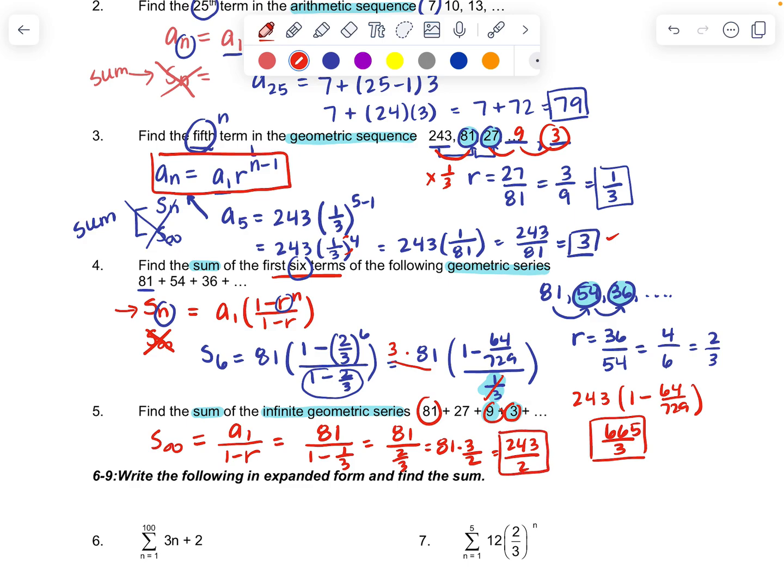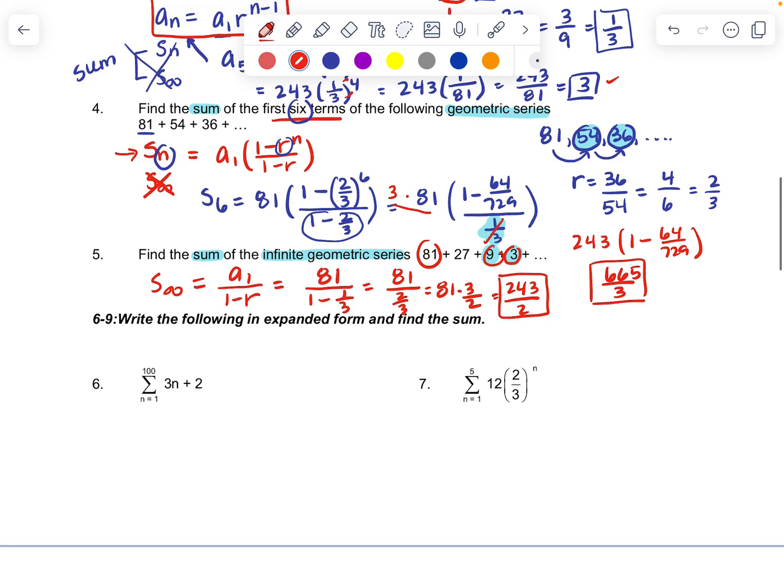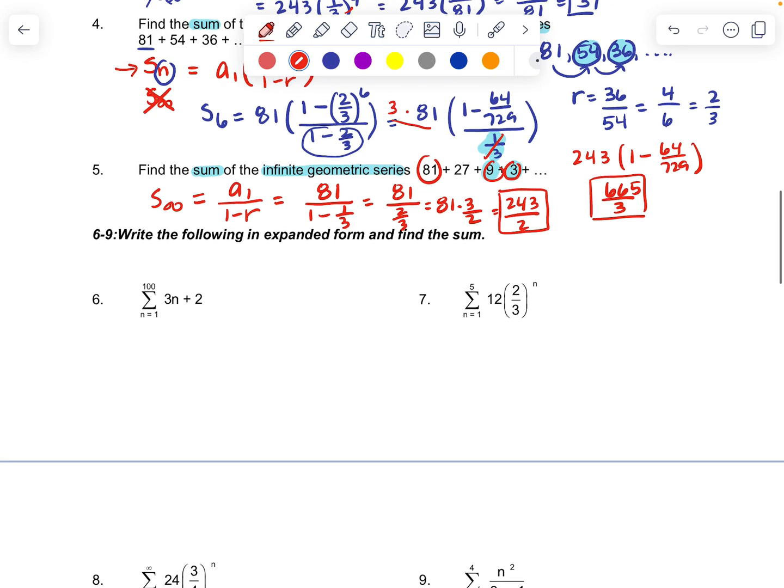Okay? And you guys, really, when you're doing the homework, try to do as much of this without a calculator just to keep your brain working. I know we're giving it to you on the test, but you should really try. Okay, write the following in expanded form and find the sum. Now look, on this one, I need to see some work, okay? You can't just plug this into your calculator and go, ooh, I'm so good at that. I need to see the work, all right?